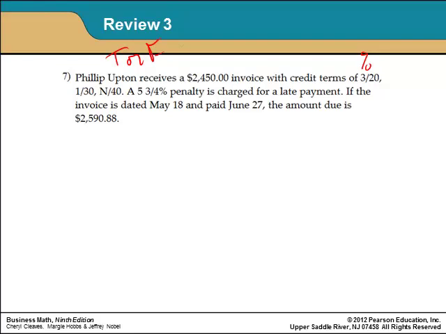Okay. Well, first of all, from May 18th to June 18th is 31 days. June 18th to 27th is 9 more days, so it's 40 days, and so the amount due would be $2,450 because it says net in 40 days. Next one. So that would be false.